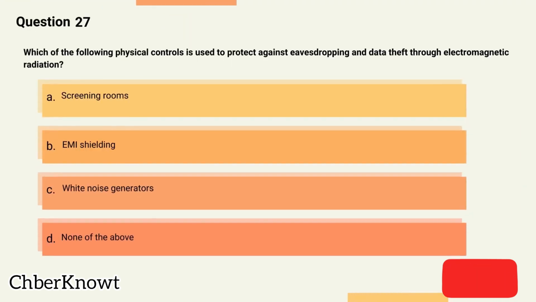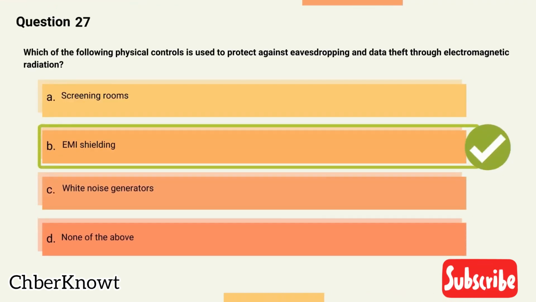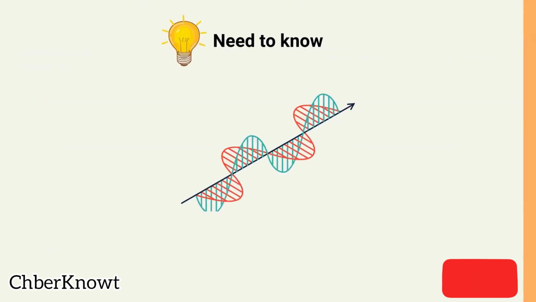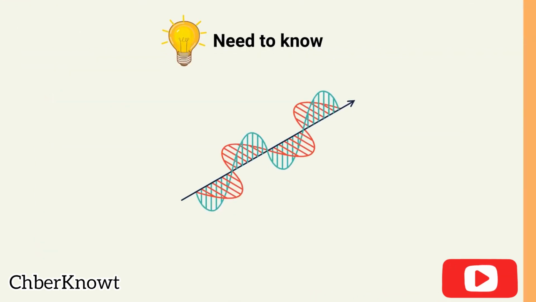Question 27. Which of the following physical controls is used to protect against eavesdropping and data theft through electromagnetic radiation? Option A. Screening rooms. Option B. EMI shielding. Option C. White noise generators. Option D. None of the above. The correct answer is Option D. None of the above. Explanation. EMI shielding is the physical control used to protect against eavesdropping and data theft through electromagnetic radiation.